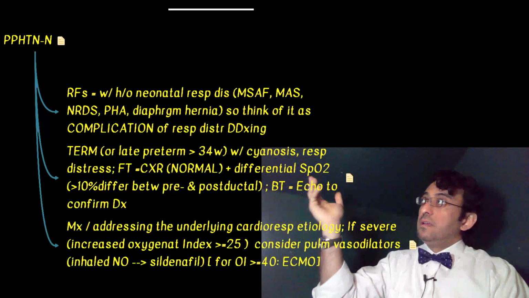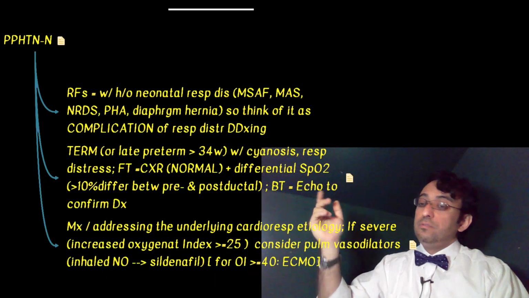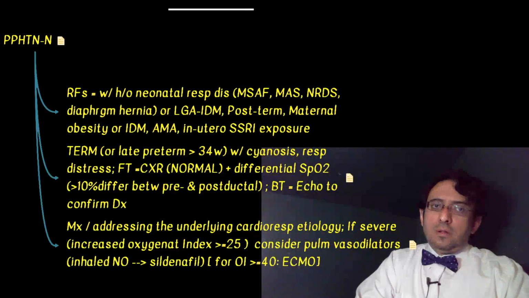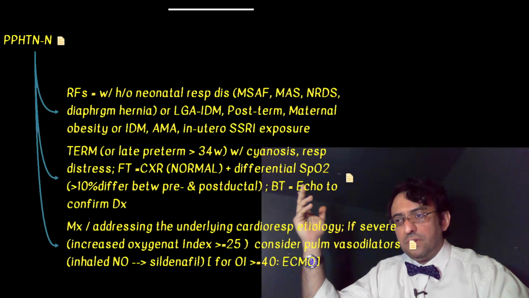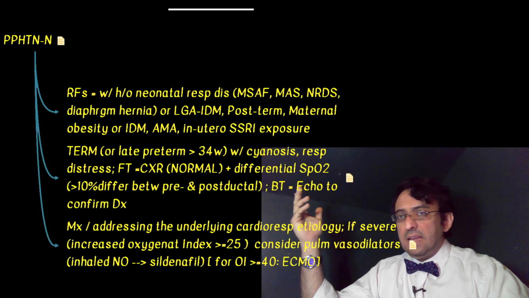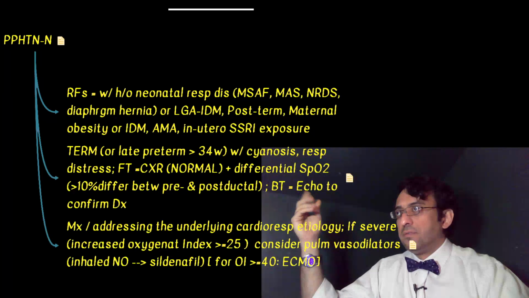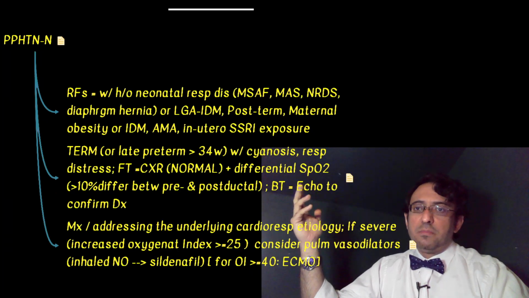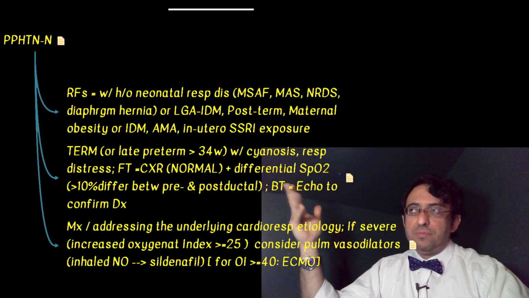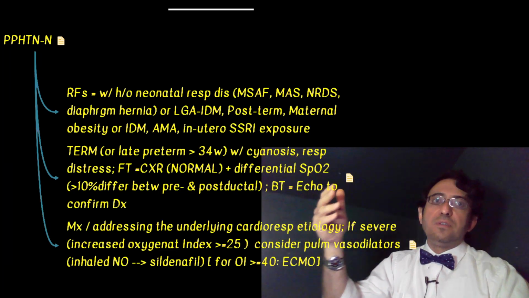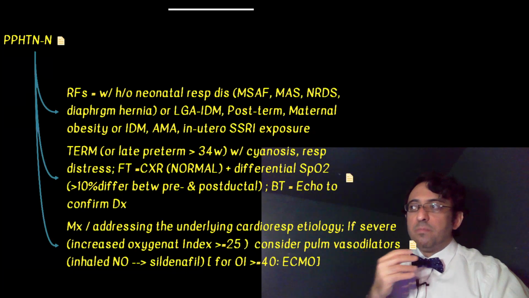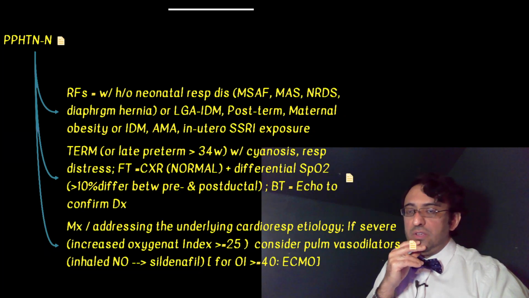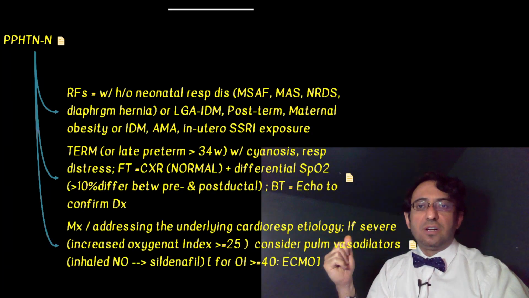Next, we have the persistent pulmonary hypertension of the newborn. The persistent pulmonary hypertension of newborn again requires understanding of the risk factors. Please remember that, contrary to many of the conditions associated with neonatal respiratory distress, pHTN is not very common among premature infants. We usually commonly see it in term infants.